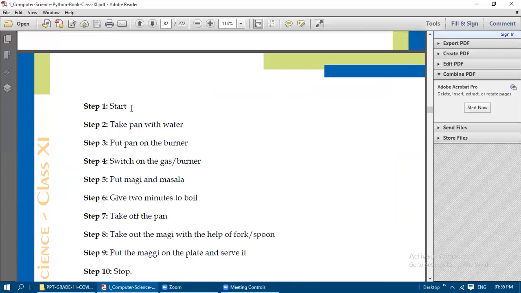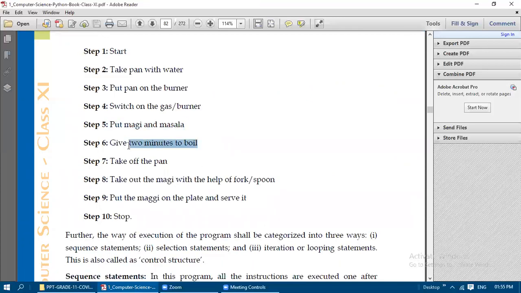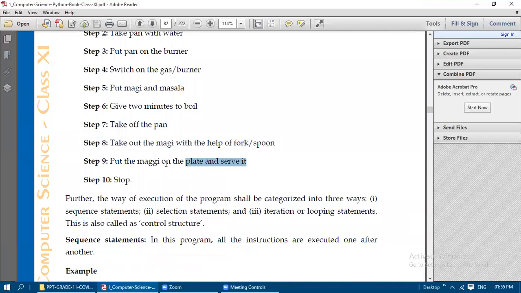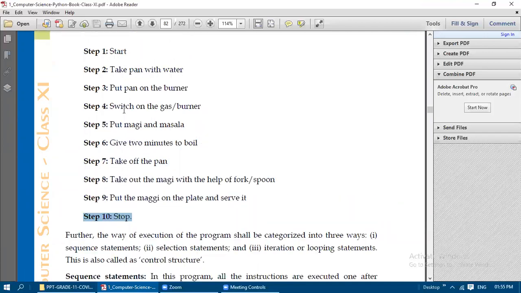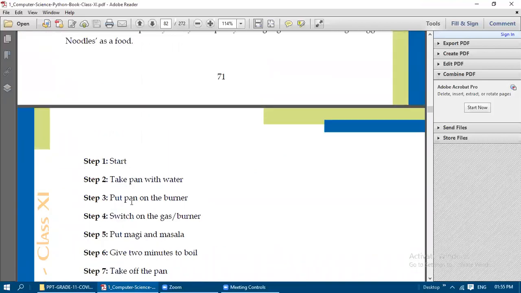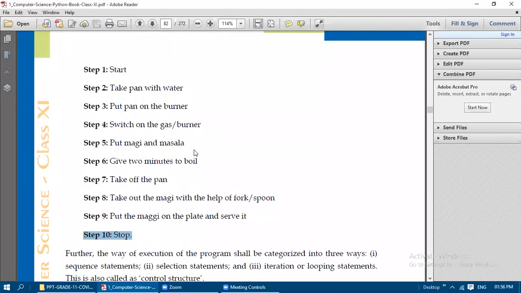So step 1 is start. Step 2 is take pan with water. Step 3 is put pan on the burner, and then switch on the gas or burner. And then put Maggi and masala and then give 2 minutes to boil, and then take off the pan, and then take out the Maggi with the help of a fork or spoon, and put the Maggi on the plate and serve it, and then finally stop. So these are the steps you need to follow in order to make Maggi noodles as a food.